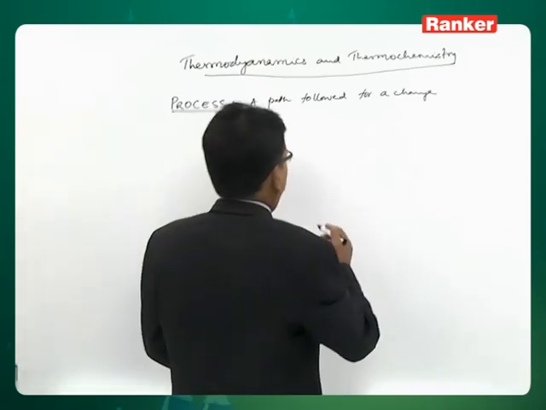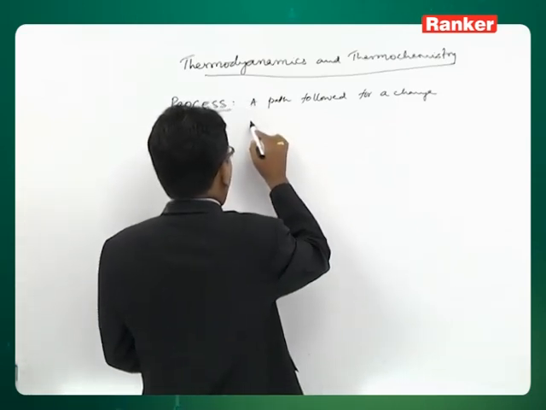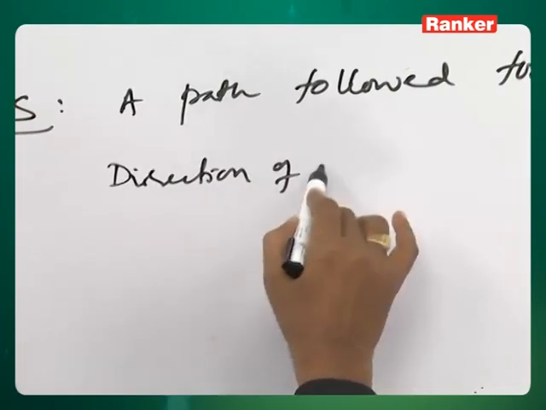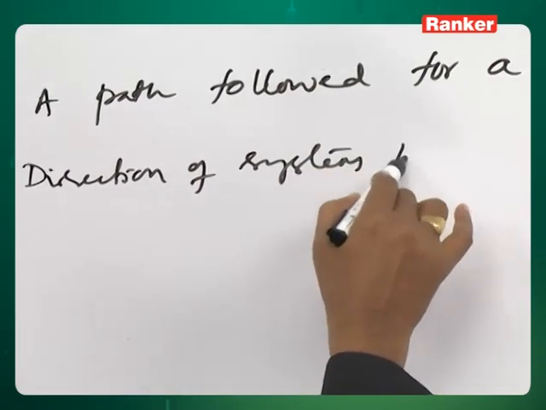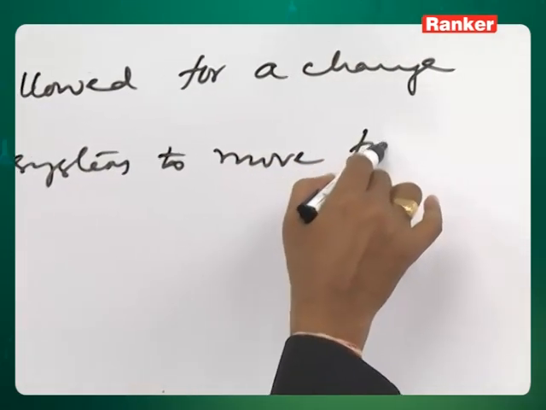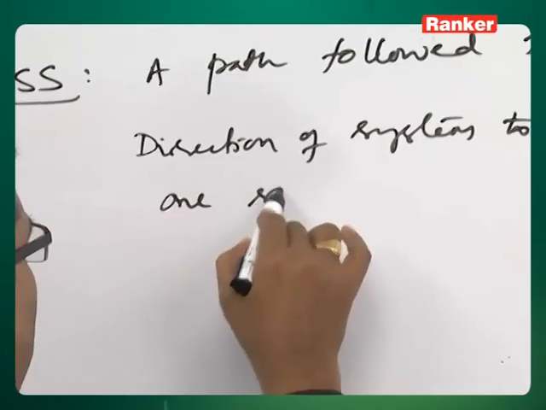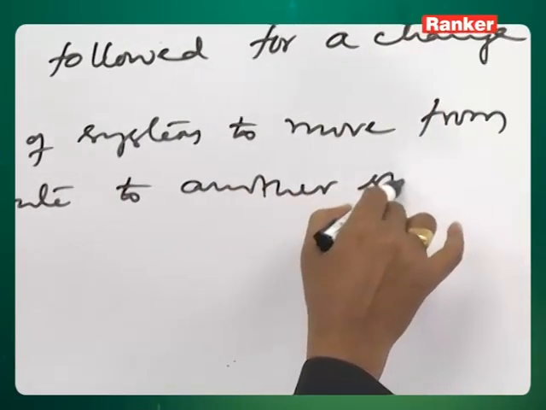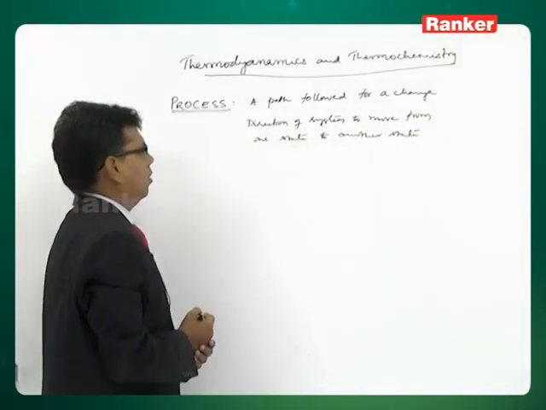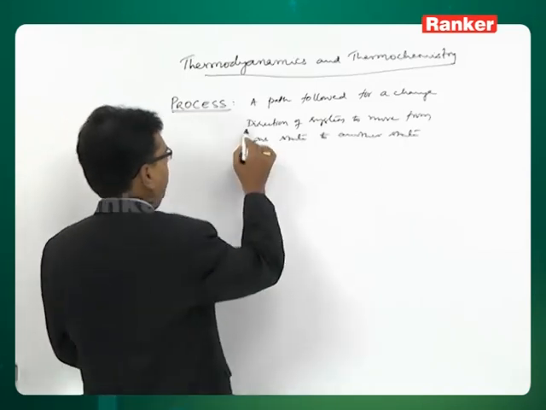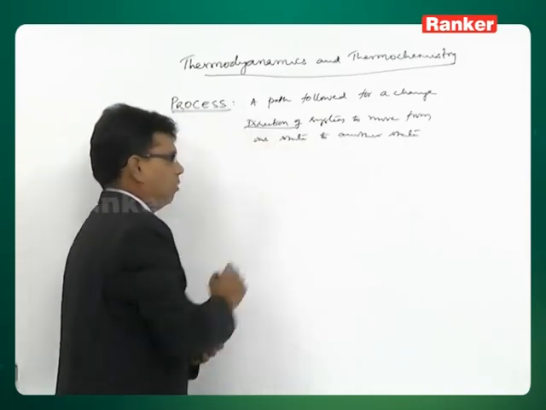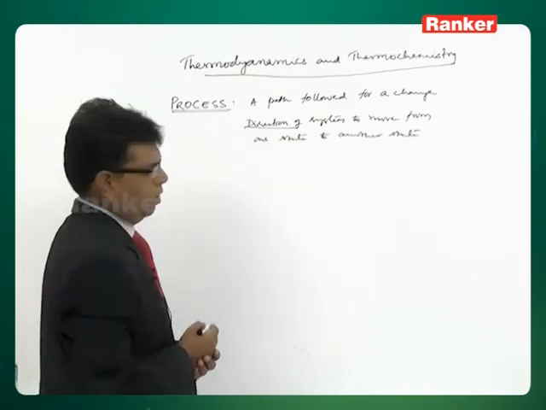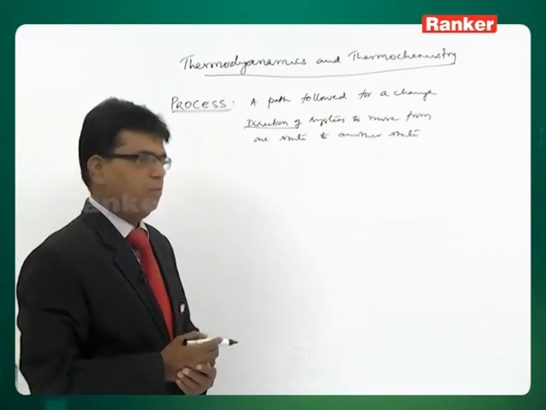A path followed for a change, that is when a system moves the direction of system to move from one state to another state. Right? Here this can be a direction or mode of transfer, that can also be process. Here these processes have been classified into different types.